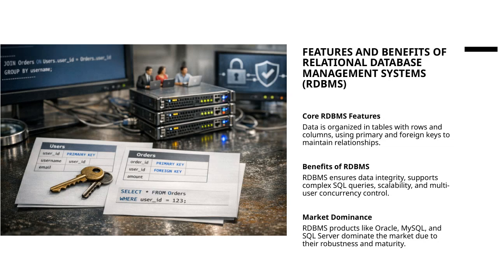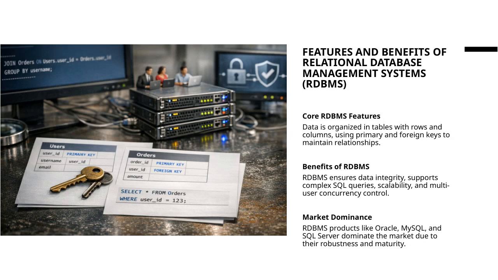Relational databases organize data into tables made up of rows and columns, where primary keys uniquely identify each record and foreign keys create links between related tables, ensuring organized and connected information. This structure supports data integrity, allowing accurate and consistent data storage, and enables complex SQL queries that help retrieve and manipulate data easily. RDBMS systems are also scalable, adapting to growing amounts of data and managing multiple users working on the database simultaneously without conflicts.